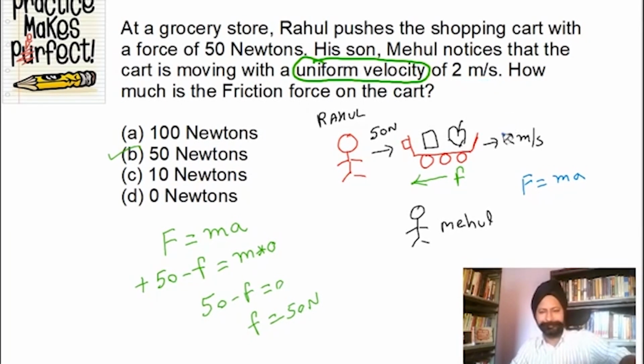Mass is not given. ठीक है, अब समझ में आ गया सबको. ठीक है, अब as soon as you see zero velocity, or sorry, uniform velocity, you know the acceleration has to be 0. It's a uniform motion.